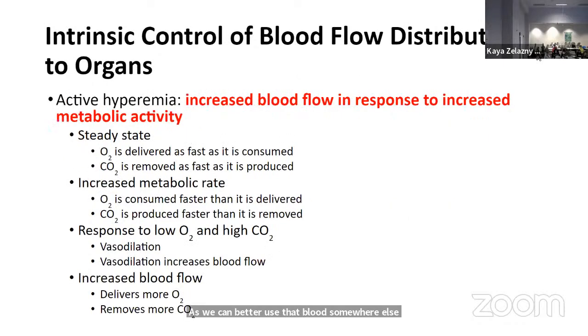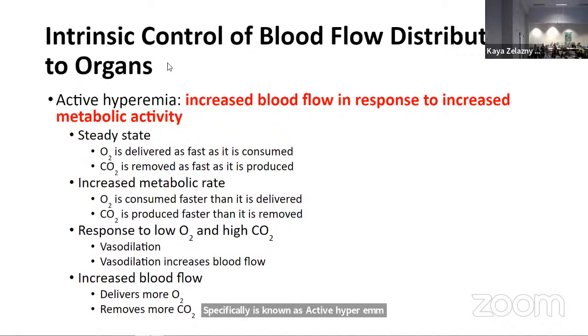So we're going to run through an example of this specifically, and we're going to look at some figures that show us how this is happening, kind of. This increased blood flow in response to increases in metabolic activity specifically is known as active hyperemia.